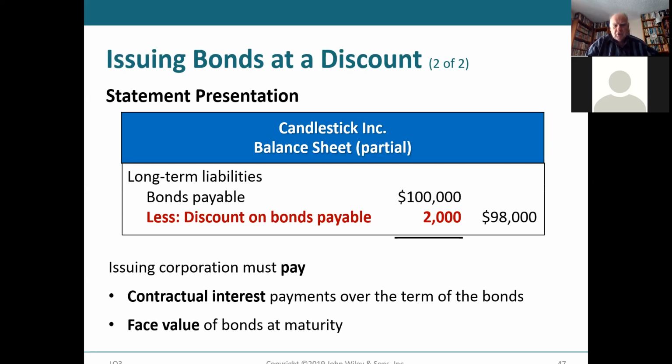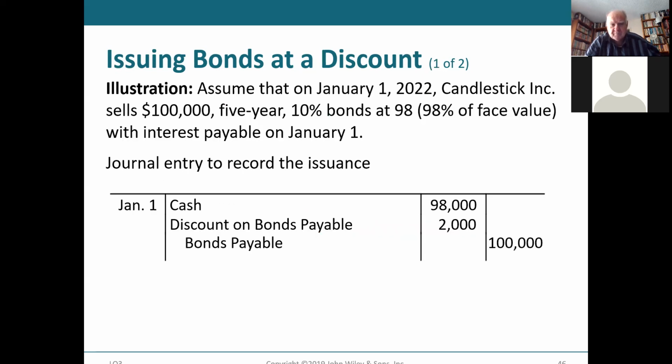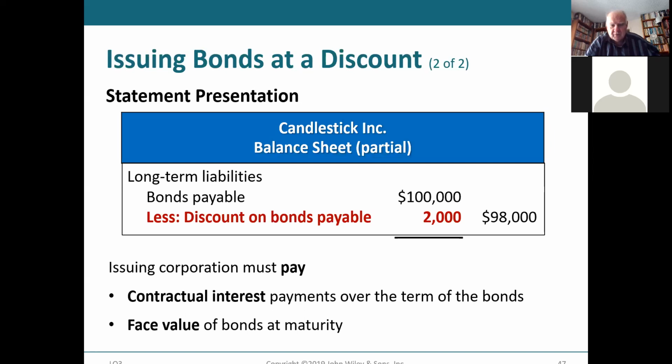And this is how it would show on your balance sheet. Bonds payable, always the 100,000, and then you have $2,000 in the discount, and they'll show you the net bond payable. Okay, the net book value. The issuing corporation will pay the contracted interest rate, the coupon rate, which is 10%, even though the market rate might have been 12%, and the face value at maturity.